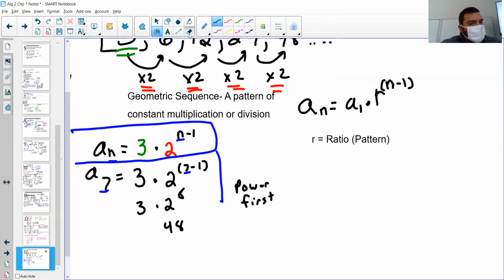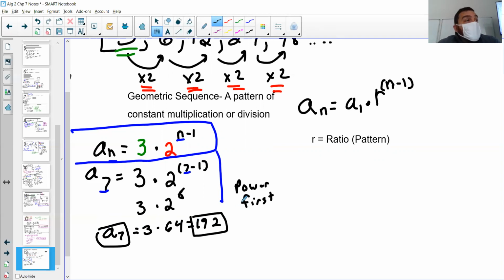No, wait, it's not. 2 times 2 times 2 is 8. And then 8 times 8 is 64. This is 64. 64 times 3, 2 carry the 1, 192. Which means the A7, or the 7th term in this pattern, would be 192.